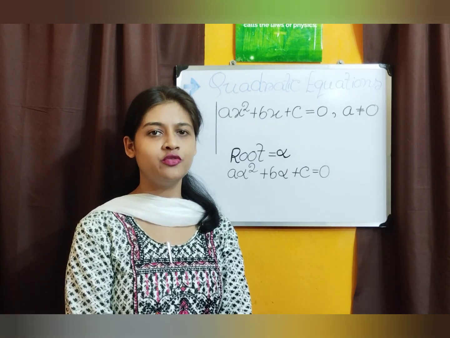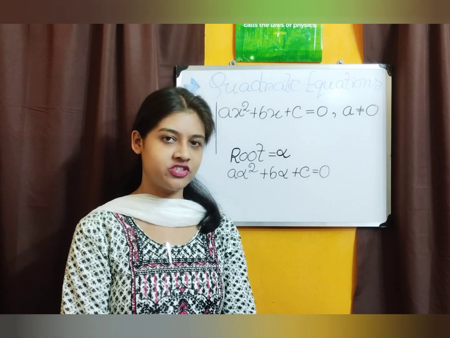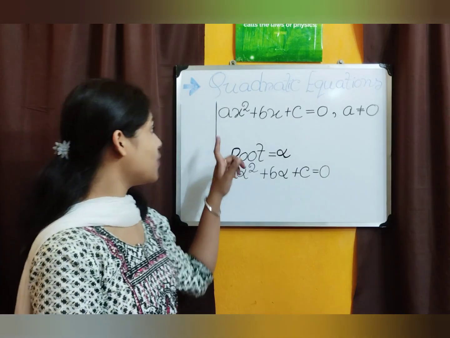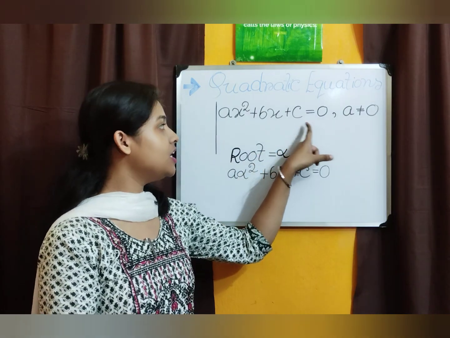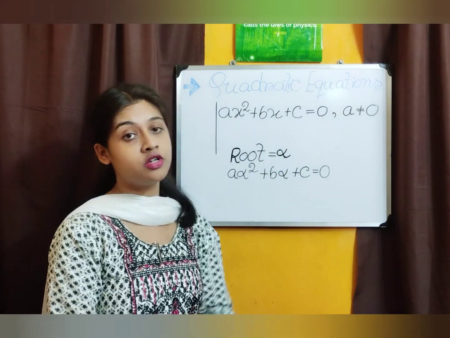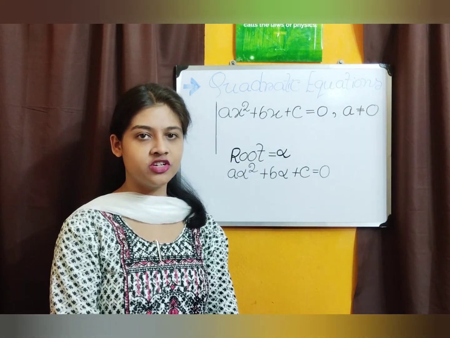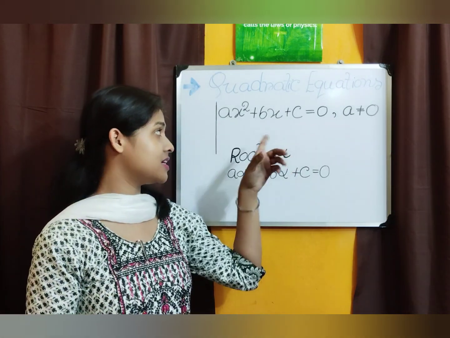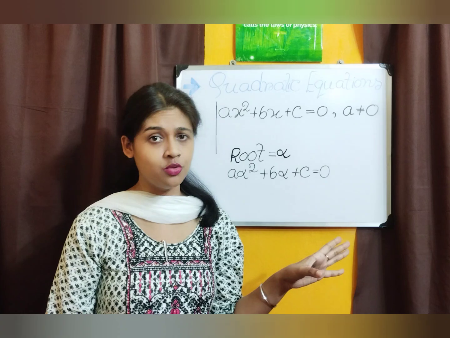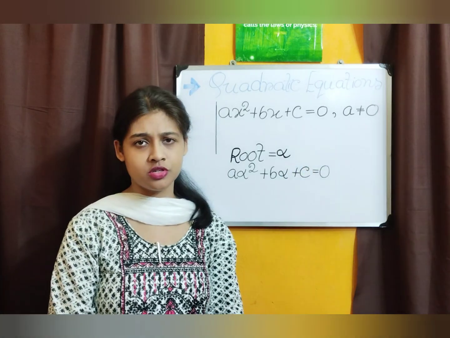So first of all, we will know what actually a quadratic equation is. An equation in the form of ax square plus bx plus c equal to 0 and a not equal to 0 is known as a quadratic equation. So you will question me that it is okay, the form is ax square plus bx plus c equal to 0, but why this a not equal to 0?